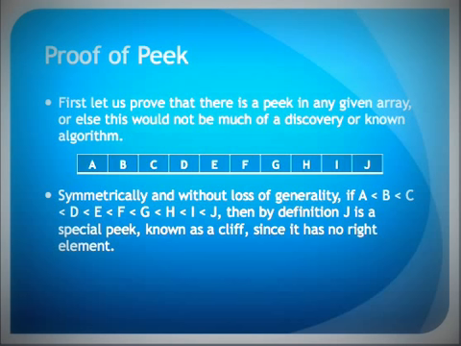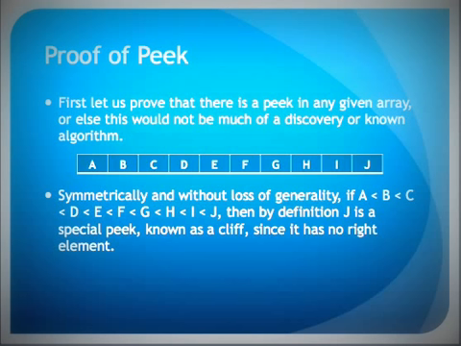But if J is greater than I, then it's considered a special type of peak, which is a cliff. A cliff is, although there's no right element, this element in itself is a peak because it is at the end and it is greater than I. And so right there, that's a very simple, intuitive proof to understanding why in any array there is a peak.